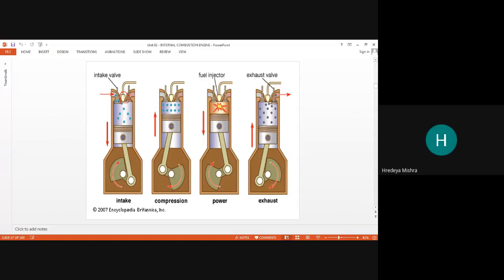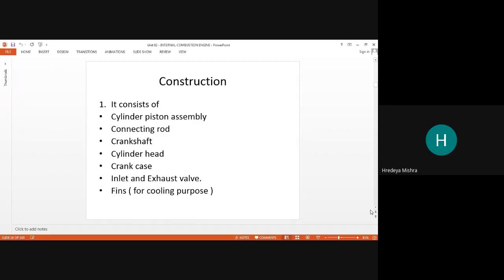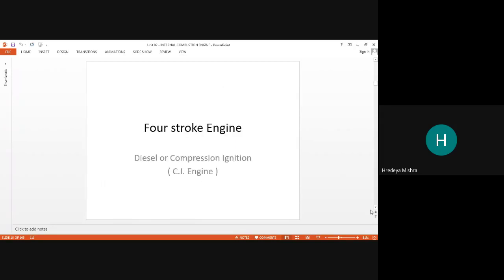So, students, today we talk about the four-stroke diesel engine. As we discussed before, four-stroke diesel engines are compression ignition engines. In today's session, I will show you some videos regarding the working and components of the four-stroke diesel engine, and whatever the theory regarding that.